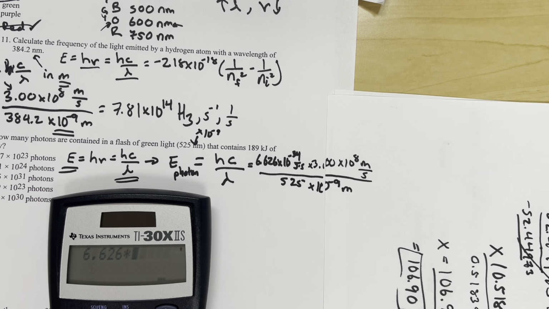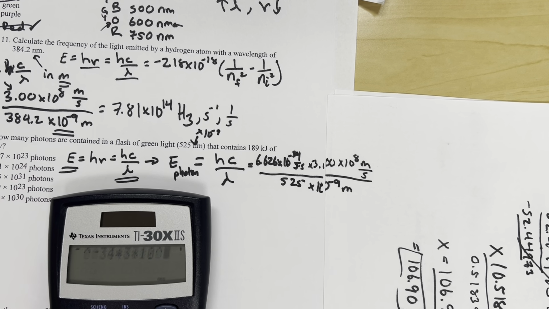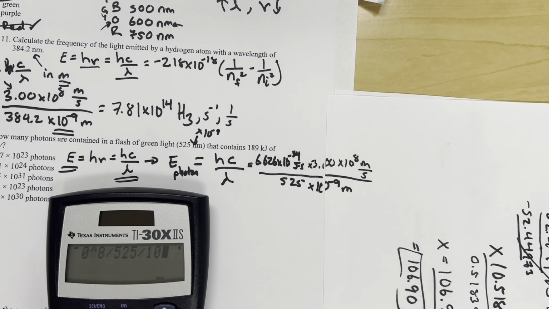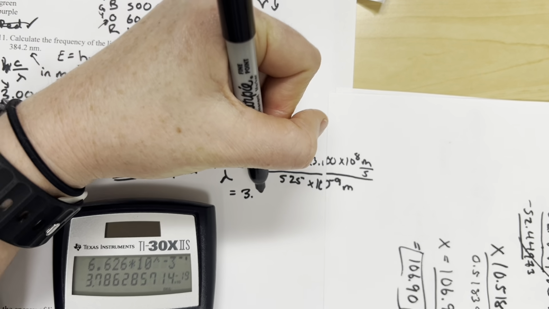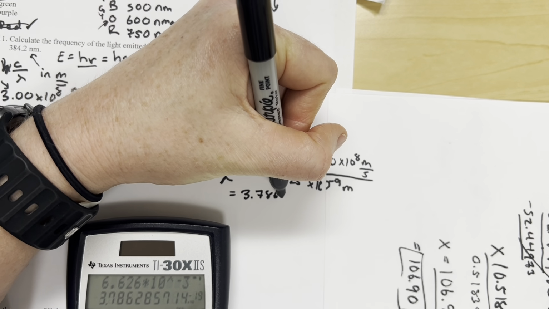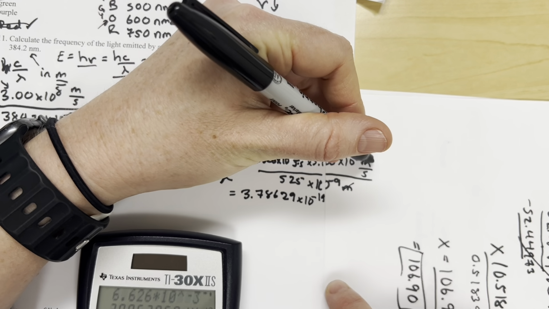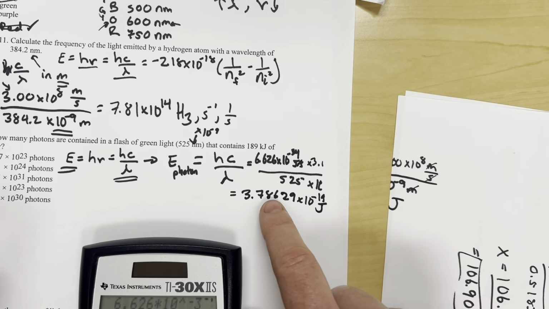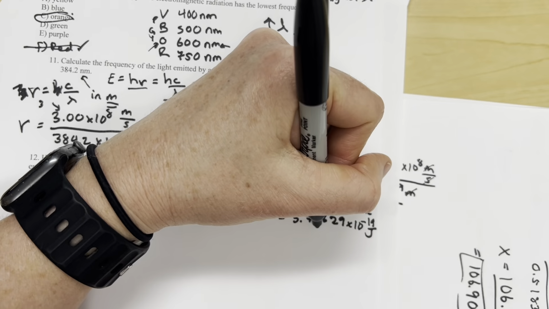6.626 times 10 to the negative 34 times 3 times 10 to the 8 divided by 525 divided by 10 to the negative 9. And I get an answer that makes a lot of sense. It's 3.78629 times 10 to the negative 19. Our meters cancel, our seconds cancel, and we're left with just joules. So I'm going to rewrite it over here, joules. So we got 3.78629 times 10 to the negative 19, and that would have just 3 sig figs.